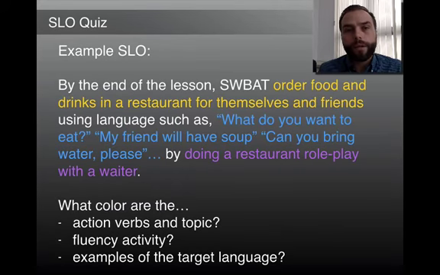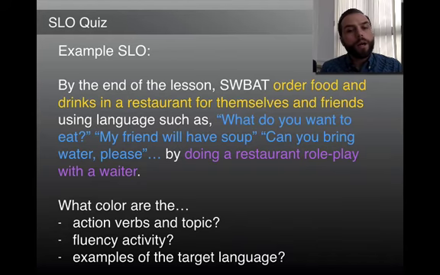Okay, here is another example. By the end of the lesson, students will be able to order food and drinks in a restaurant for themselves and friends, using language such as, what do you want to eat? My friend will have soup. Can you bring water, please? By doing a restaurant role play with a waiter.